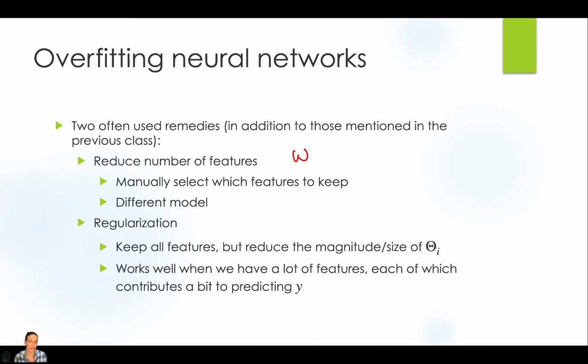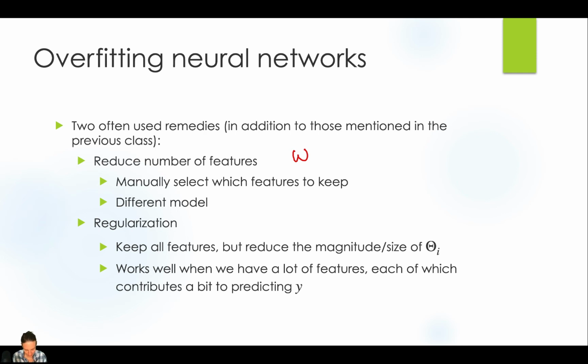Maybe you also want to try a different model. CNN models, convolutional neural network models, typically have way fewer weights to learn than normal fully connected models. Maybe you want to manually select which features to keep or do some feature selection in advance. Finally, we also have regularization. In this case, we keep all the features, but we reduce the magnitude or the size of the feature vector. How do we do that?